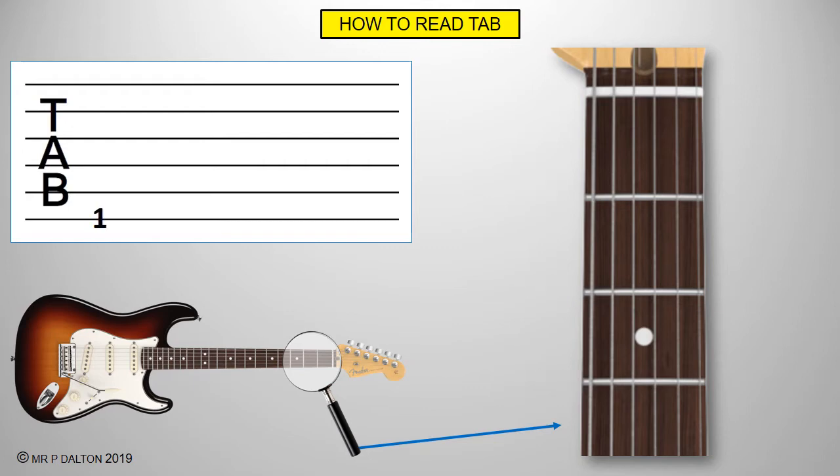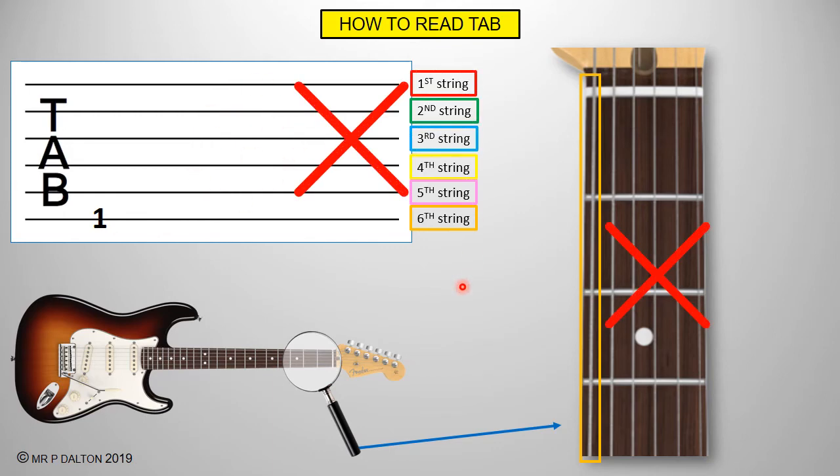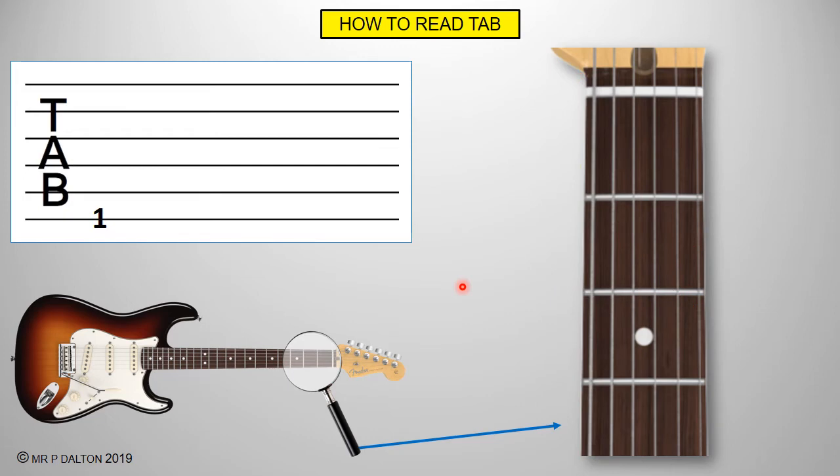Let's have a look at an example. So here we can see we have the number 1 here, but let's not worry about what the number means for now. Let's just have a look what line it's on. So we can see that it's on this bottom line here. That represents the sixth string on the guitar. Now you'll see that there are no other numbers on any of the other lines. That means I am not going to play any of those strings. I only play the string which has the number on it. So I know which string I'm going to play.